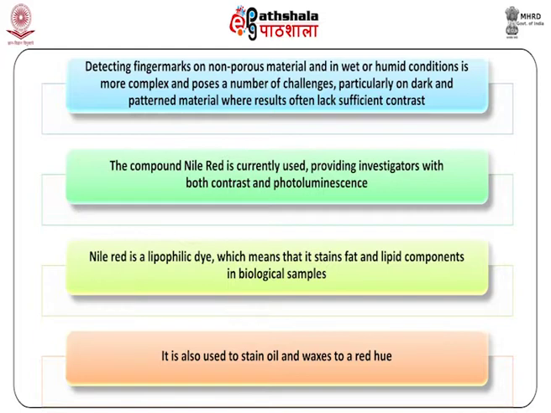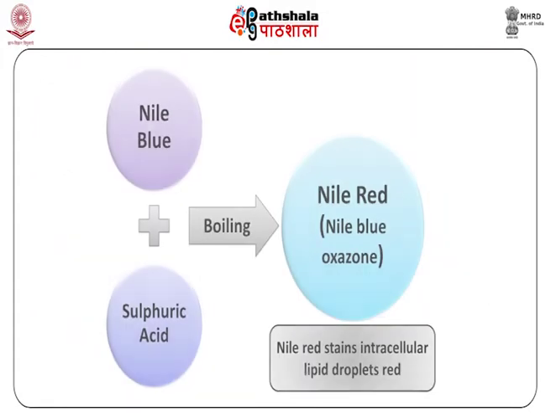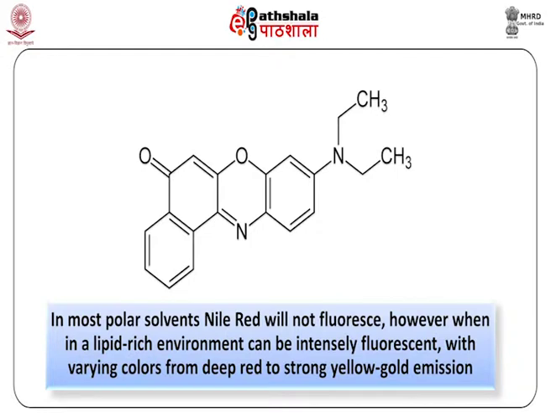Nile Red is a lipophilic dye, which means that it stains fat and lipid components in biological samples. It is also used to stain oil and wax to a red hue. Nile Red, also known as Nile Blue Oxazone, is produced by boiling a solution of Nile Blue with sulfuric acid. Nile Red stains intracellular lipid droplets red. In most polar solvents, Nile Red will not fluoresce. However, when in a lipid-rich environment, it can be intensely fluorescent, with varying colors from deep red to strong yellow-gold emission. Its structure is depicted in the given figure.